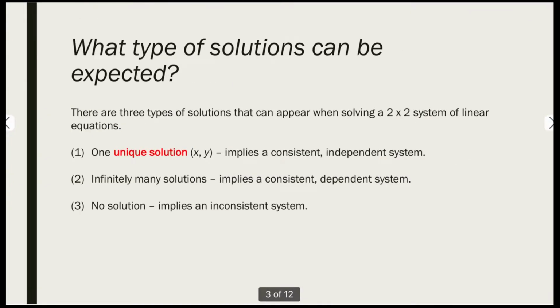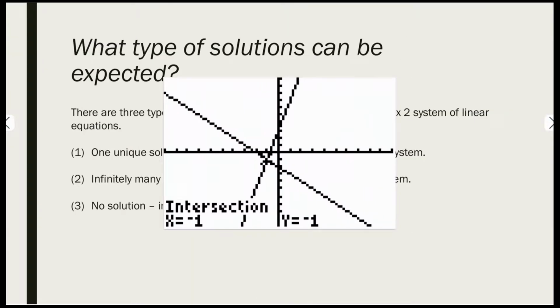The first type of solution is that we have a unique solution, meaning that there's one ordered pair in which both lines are intersecting. That means I have a consistent, independent system.